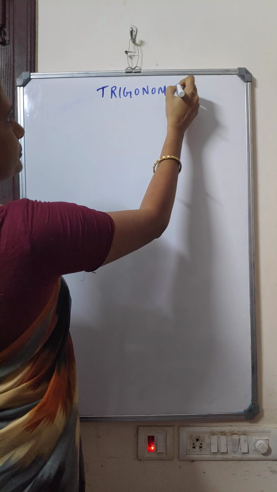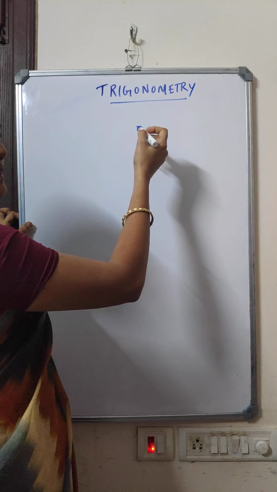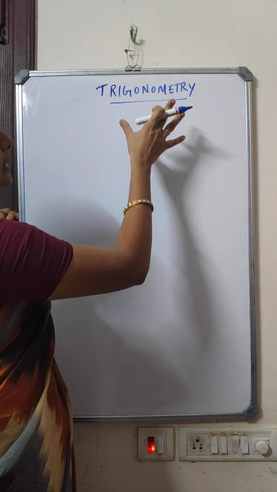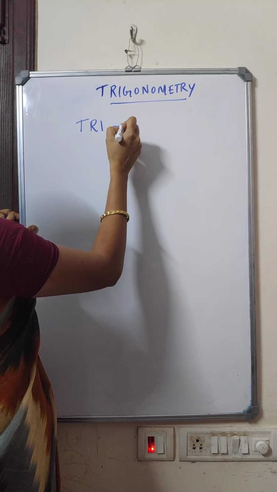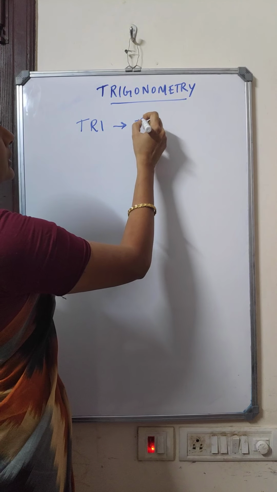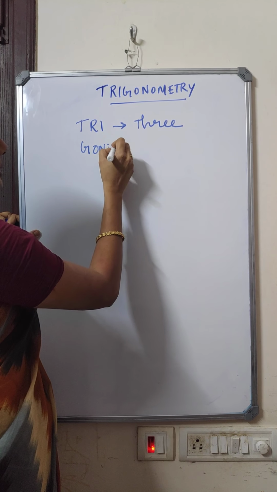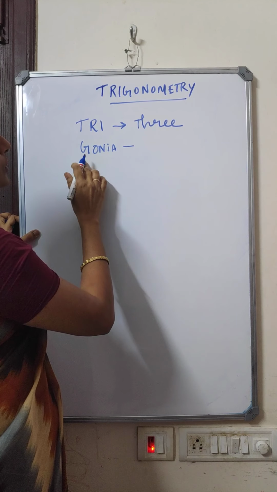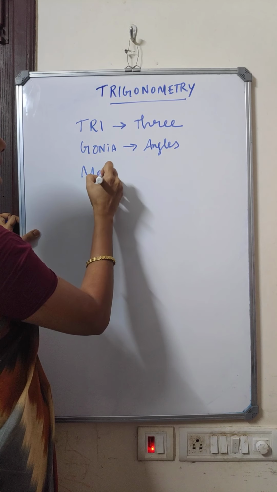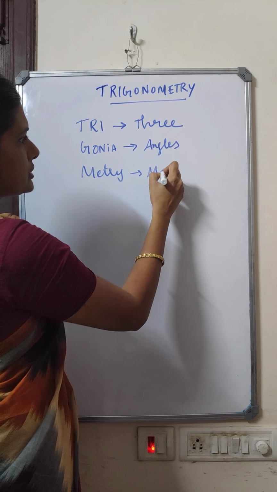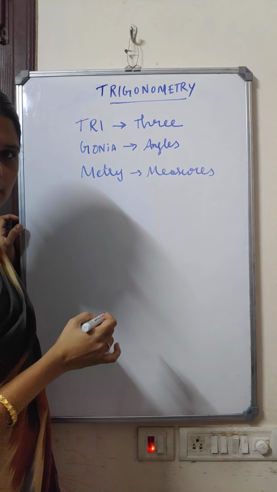Trigonometry. The chapter name itself is telling us that three words are combining together here. So what is that? Tri means three. Gonia is a Greek word, and gonia in this sense means angles. And metri means measures. So it is three angles measure.